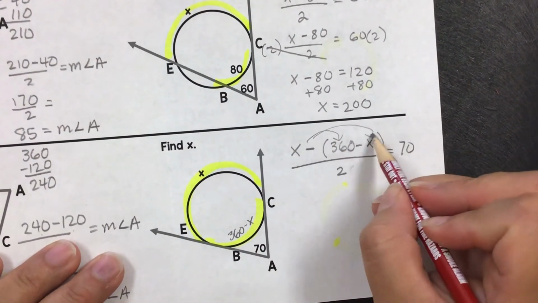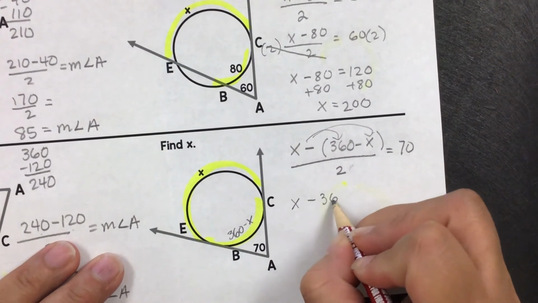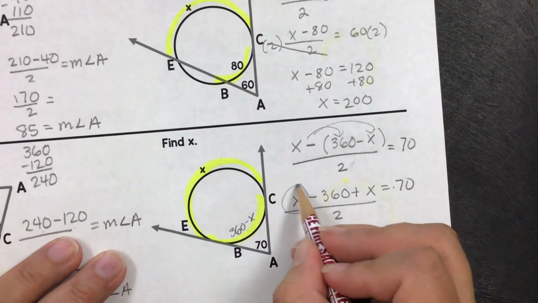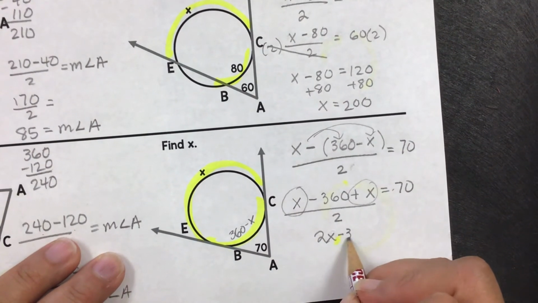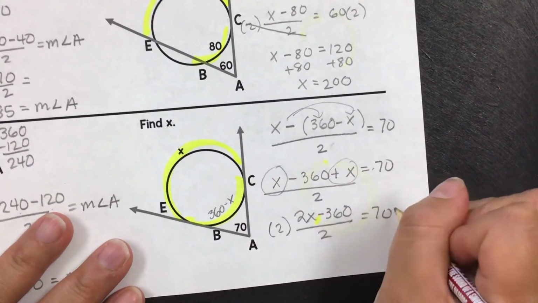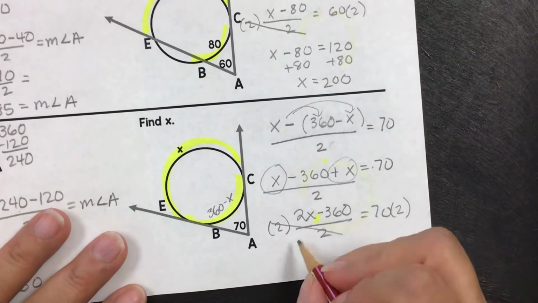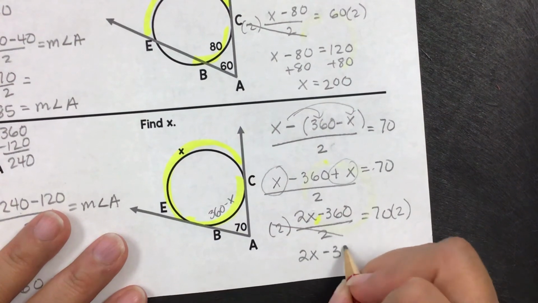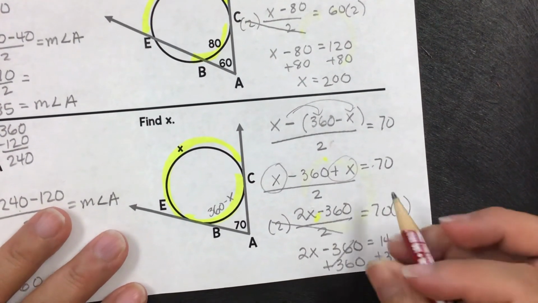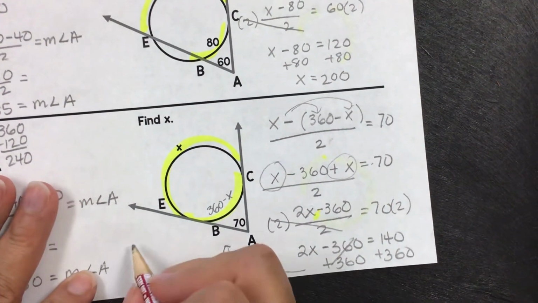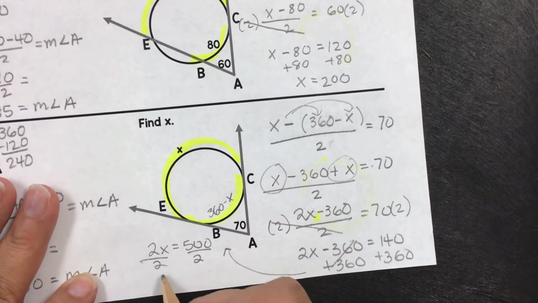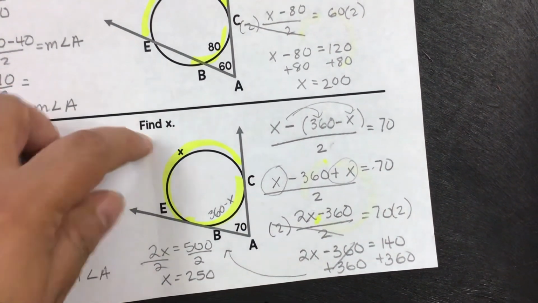Let's do the distributive property on that negative sign. X minus 360 plus x divided by 2 is equal to 70. Combine like terms, x plus x is 2x minus 360 divided by 2 is equal to 70. Then we're going to multiply by 2 to both sides. Remember to get rid of the division of 2. That means that 2x minus 360 is equal to 140. We're going to add 360 to both sides. And since I ran out of space, I'm going to write it here. 2x is equal to 500 divided by 2. X is equal to 250, which makes sense that that would be the value of the bigger arc.